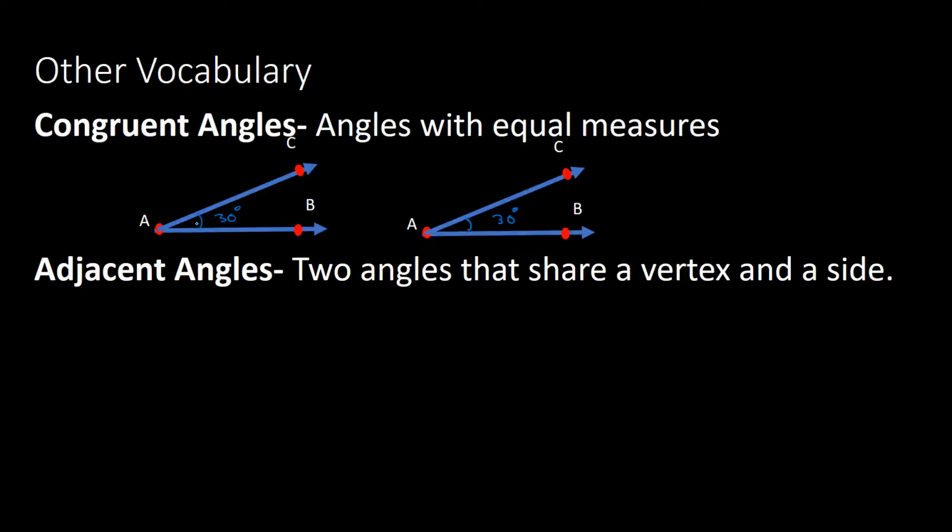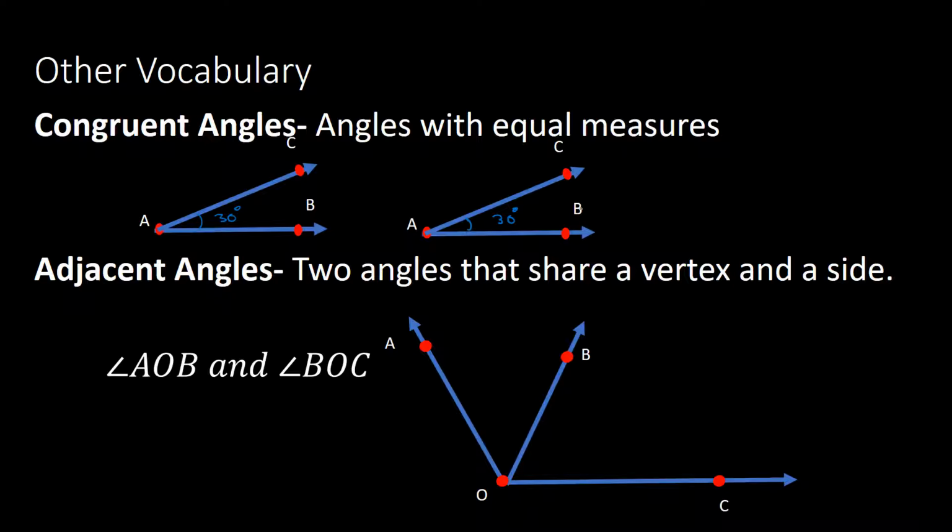Another term is adjacent angles. The word adjacent in the English language simply means next to. So adjacent angles are angles that are next to each other. More specifically, they share a vertex and a side. For example, we see right here angle AOB shares a vertex and a side with angle BOC, this angle right here. So they are what we call adjacent because they're touching or next to each other.